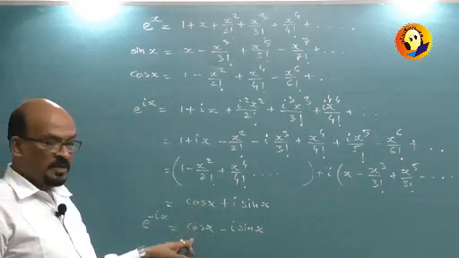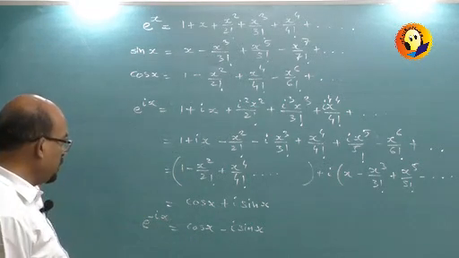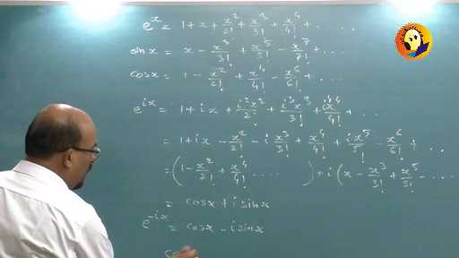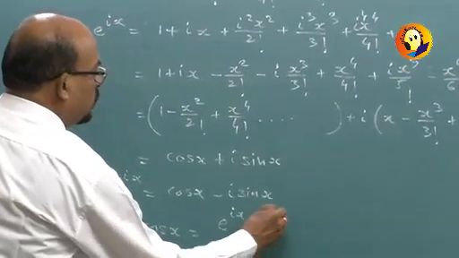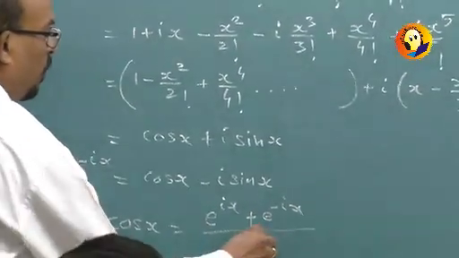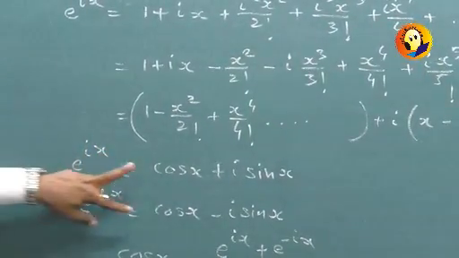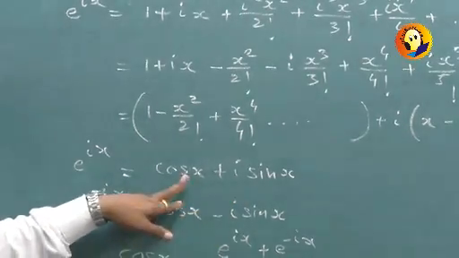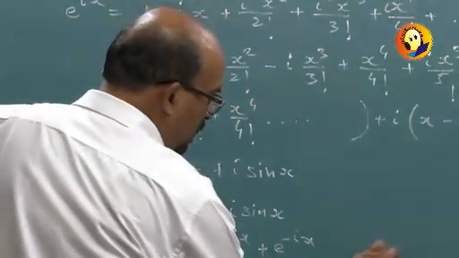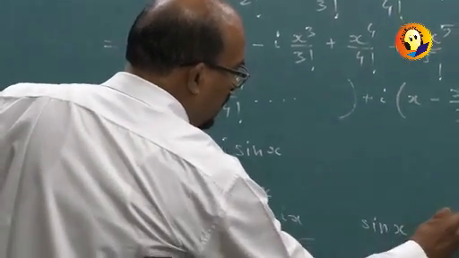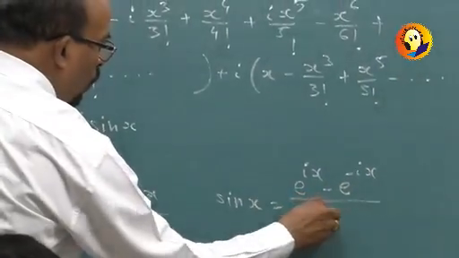Sin and cos are real functions, right? Okay, and they get themselves expressed as, how will you write cos x? It will be obviously e raised to ix plus e raised to minus ix upon 2, because if we simply add these two, then i sin x will get cancelled. So 2 cos x is e raised to ix plus e raised to minus ix. So cos x is half. And similarly, sin x will be written as e raised to ix minus e raised to minus ix upon 2i.